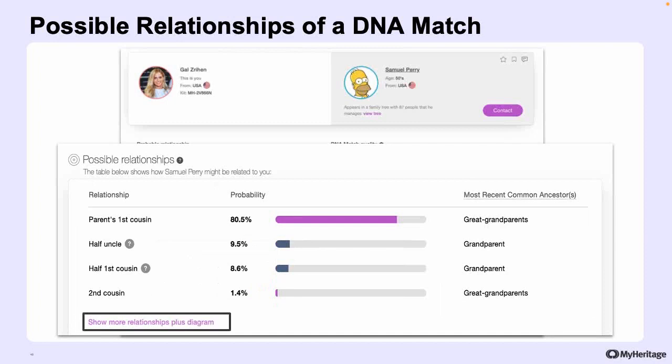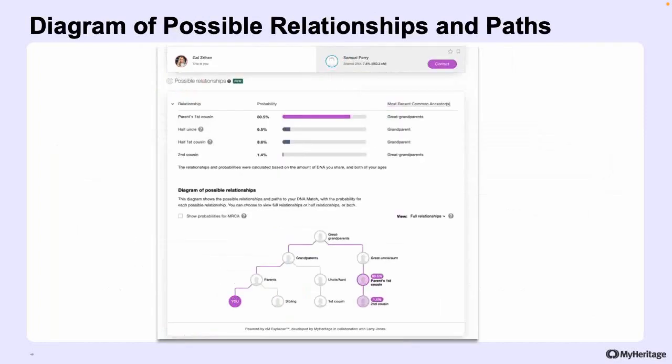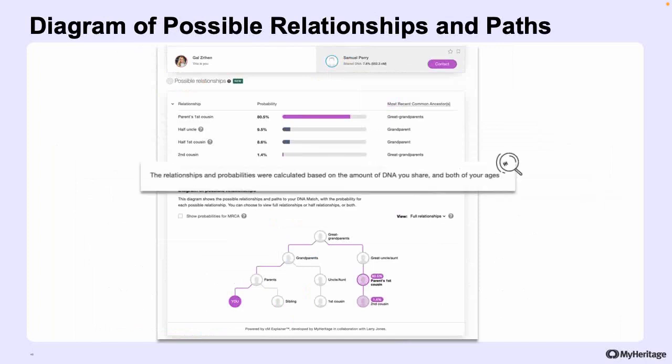Now, you can see here there is more to see, and you can click on Show More Relationship plus Diagram. Once you do that, a diagram will be opened. And you can actually see below the table that we indicated how the relationship and probabilities were calculated. In the case of me and Samuel, the CM Explainer calculated the relationship and probabilities based on the amount of DNA that we share and both of our ages.